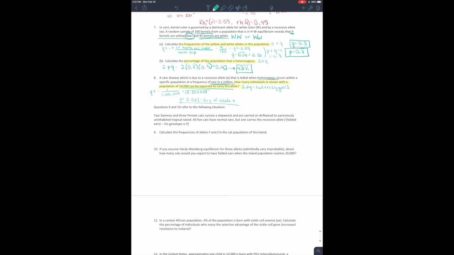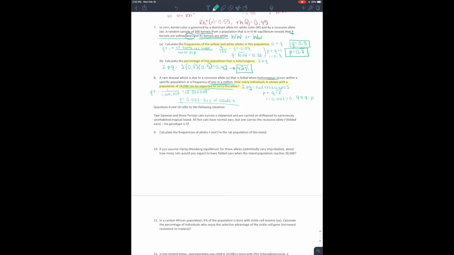So let's find some more information. We've got Q here at 0.001. Now we got to find P. So again, P plus Q equal to 1. We've got Q, so we do 1 minus 0.001. That's going to give us 0.999. That is our P. So now we can calculate 2PQ.